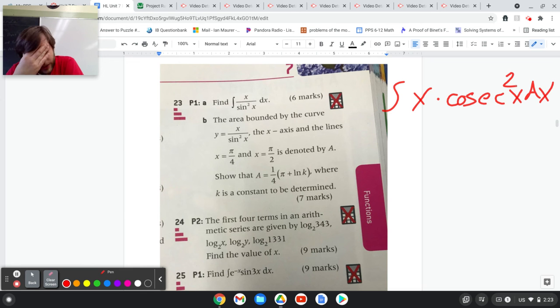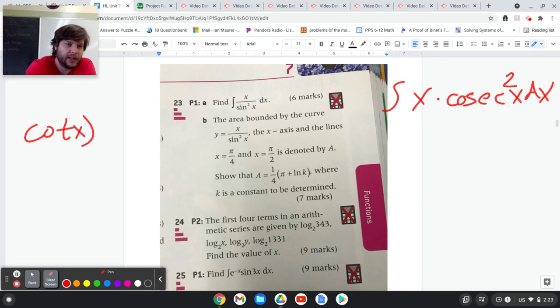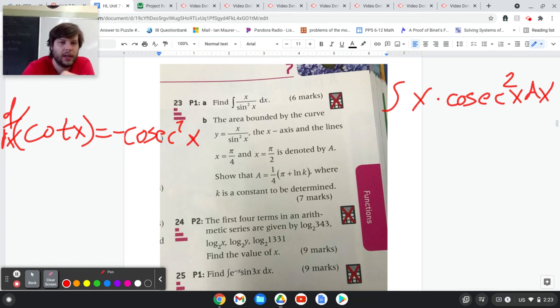Let's see, which one is cosecant? I know the derivative of tangent is secant squared, and so that means that if you have cotangent of x, the derivative of that, so d by dx, is negative cosecant squared of x. So you'll do integration by parts where your u is x and your dv is cosecant squared.